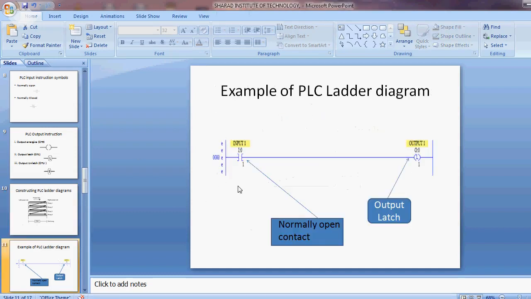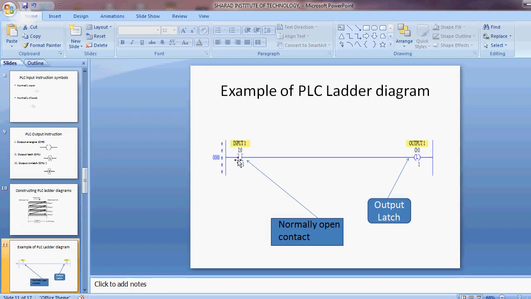So these two vertical lines are called power rails, and one horizontal line is called a rung. On the left-hand side, if the input one is on, the output one will be energized. So this is the basic symbol for a normally open contact.